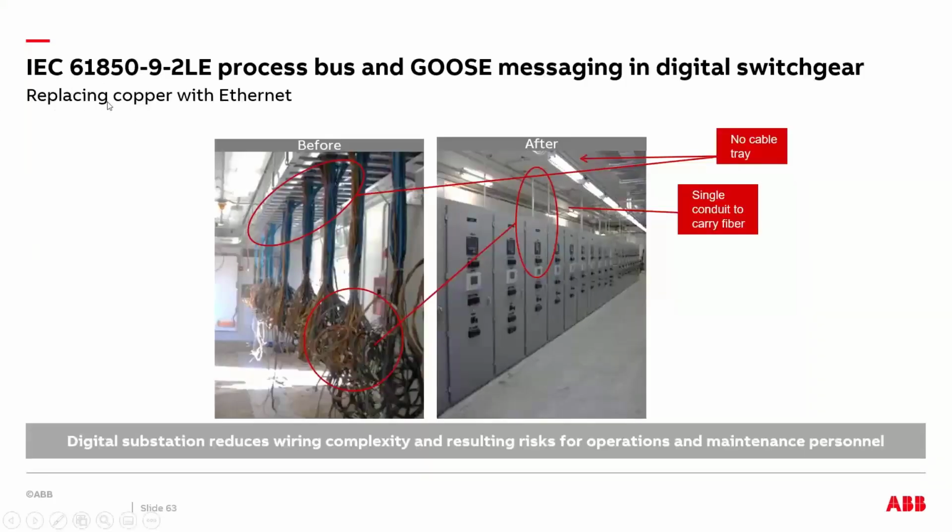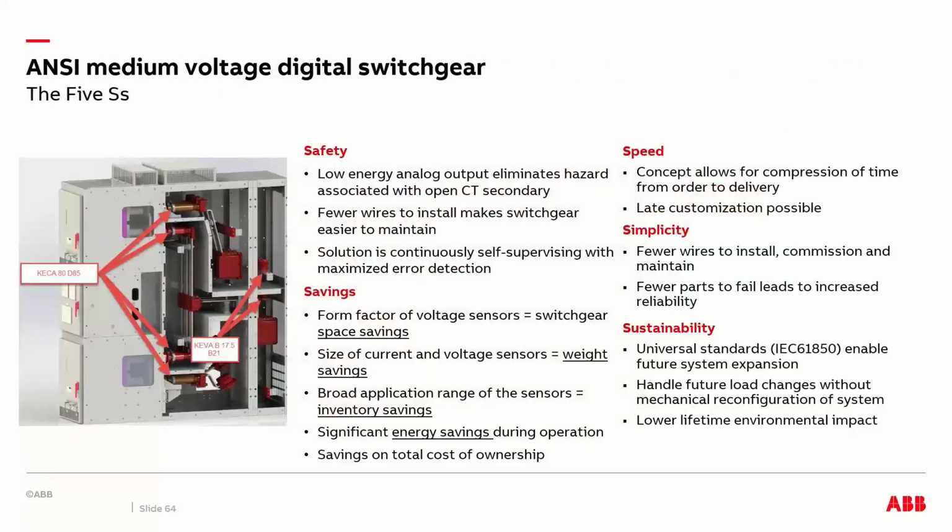So over here, we replaced copper with Ethernet, and as you can see, this was how it was before, and this is a lot of wires, right? And over here, it is so much cleaner, and you reduce the footprint, you reduce copper, you're actually reducing the total cost of ownership of the system. So that was a quick rundown of the basic concept of digital switchgear.